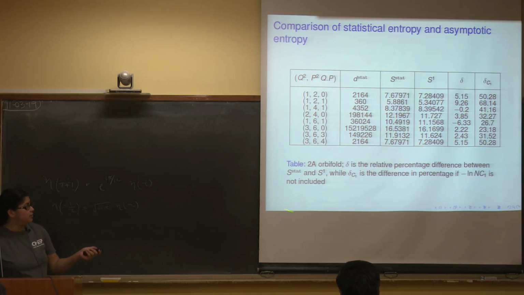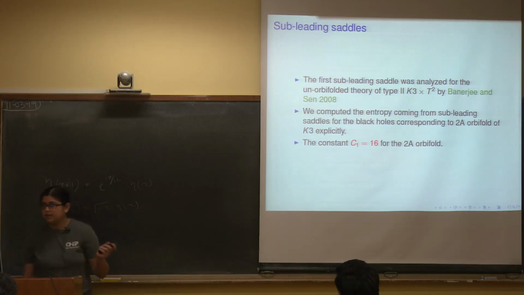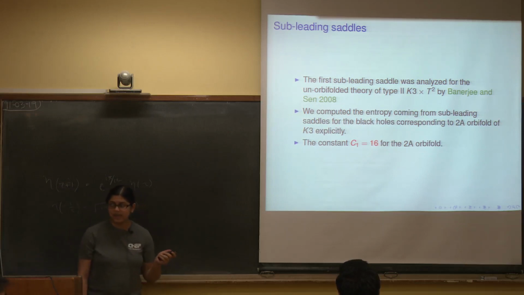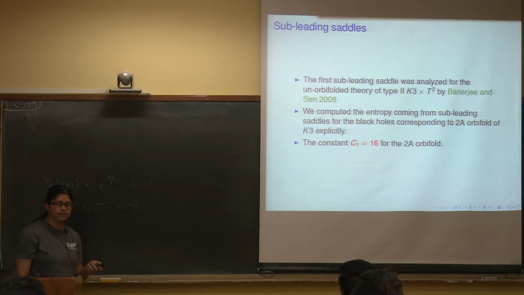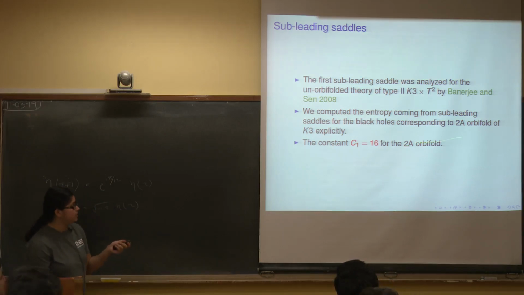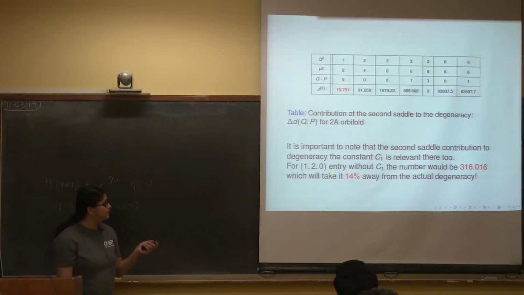And this is for the orbifold 2A, which is an order 2 action, and this is minus ln C1 if you don't include it. These are the results. Also, in the subleading saddles, we computed the subleading saddle in the 2A case. First, without any orbifolding, this was done by Ashok and Namamita, and we computed it for the 2A orbifold, and the constant was 16.